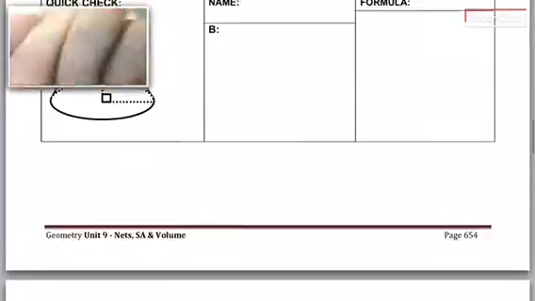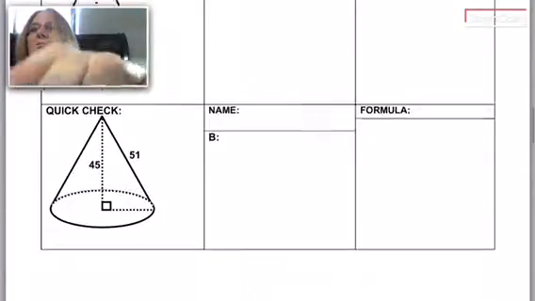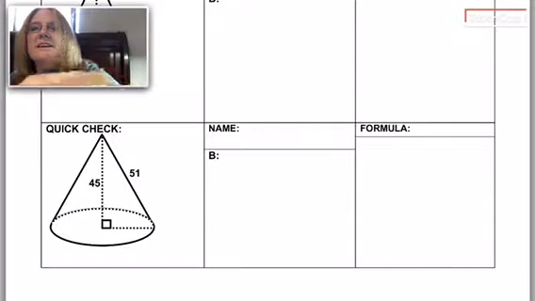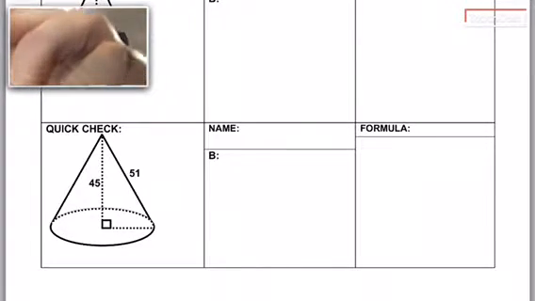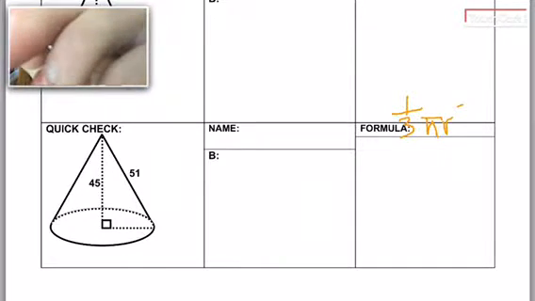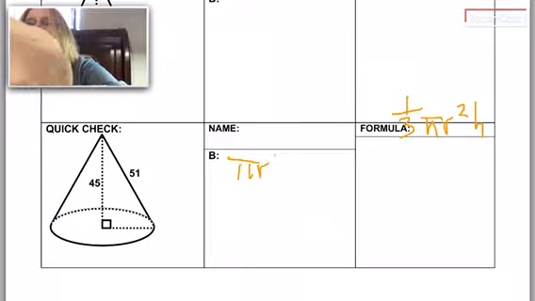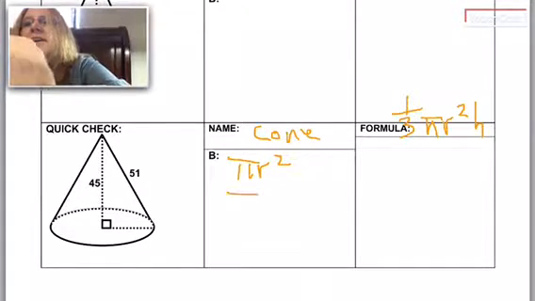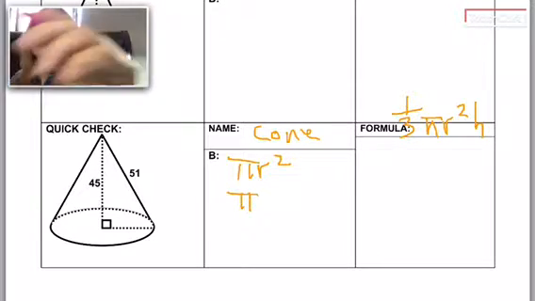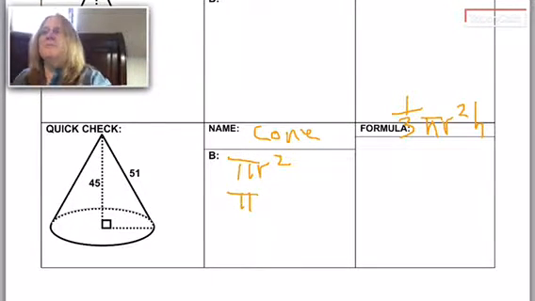All right, let's see. How many more do we have? Okay, one more here. So same thing. 1/3 pi r squared times the height, and then this is pi r squared. And again, this is a cone. So we have pi. Now we don't have the radius, so we're going to have to do Pythagorean theorem again.